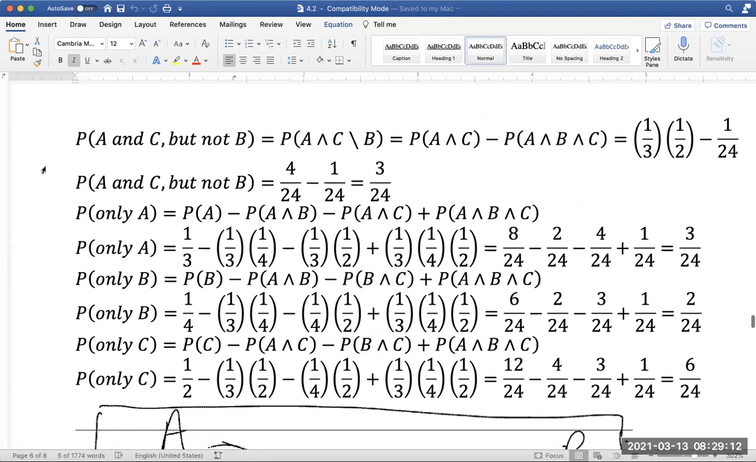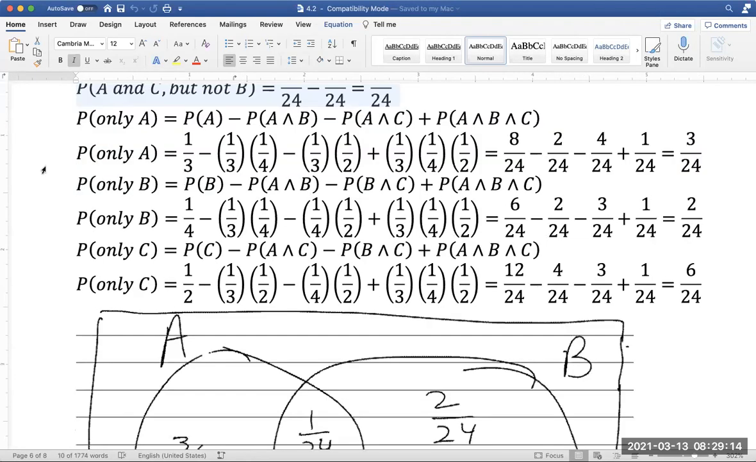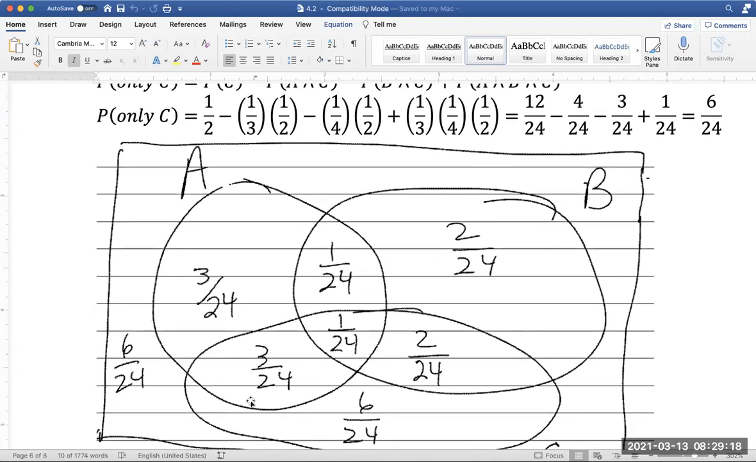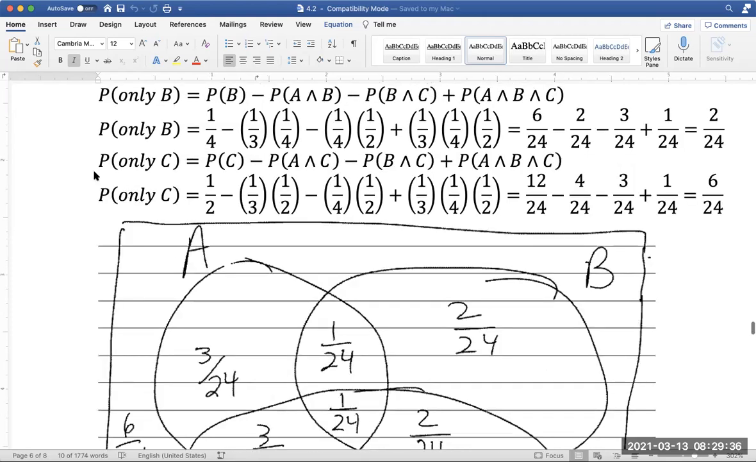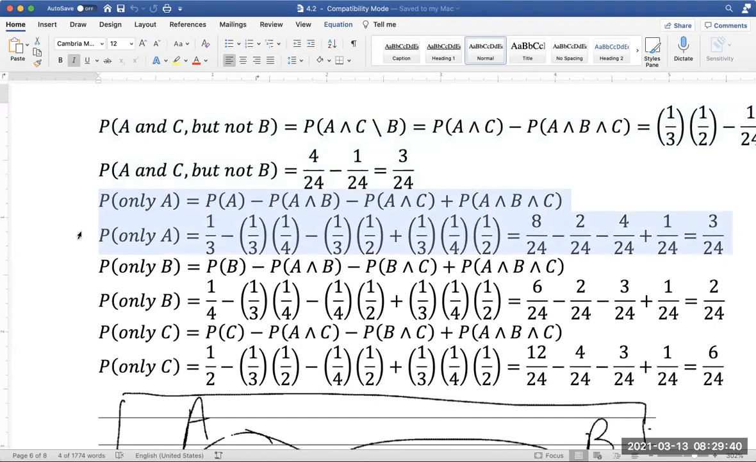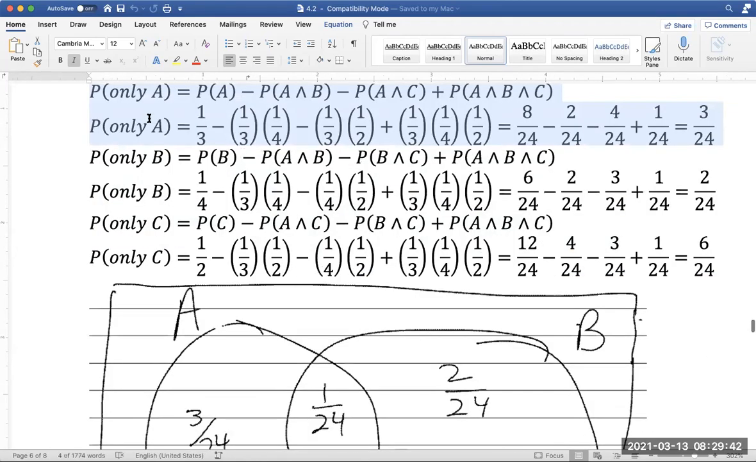Okay, so now let's try to figure out this region. This whole thing here is 1/3, which is 8 out of 24. Subtract these to get this: 8 minus 3 is 5, 4, 3 out of 24. Okay, next. Now I can show this one. So next.